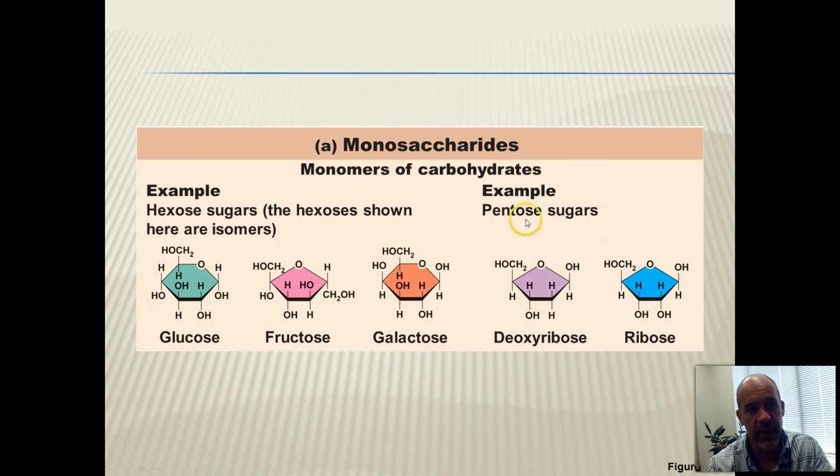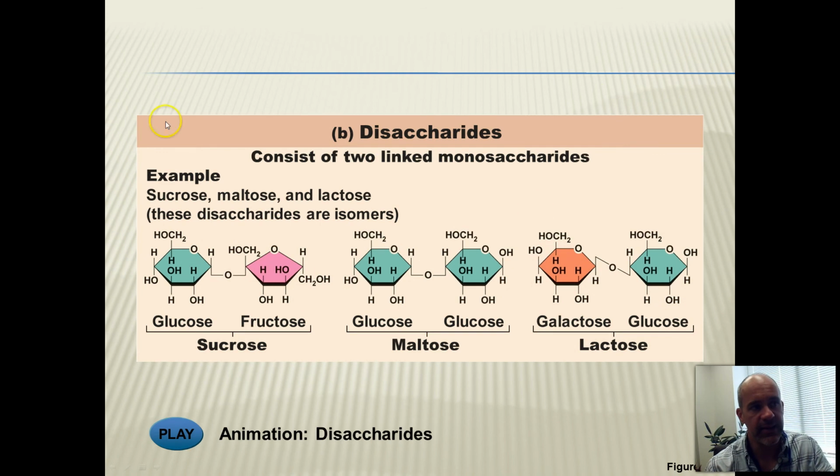Then some sugars are called pentoses, like a pentagram would have 5, or a pentagon would have 5 sides. This means 5 carbons. These are 5-carbon sugars. So deoxyribose is one, ribose is another, and so you have a carbon there, 1, 2, 3, 4, and 5. That's a 5-carbon sugar. All right, then a disaccharide means 2 monosaccharides have been covalently bonded together, and there are many different examples of those.